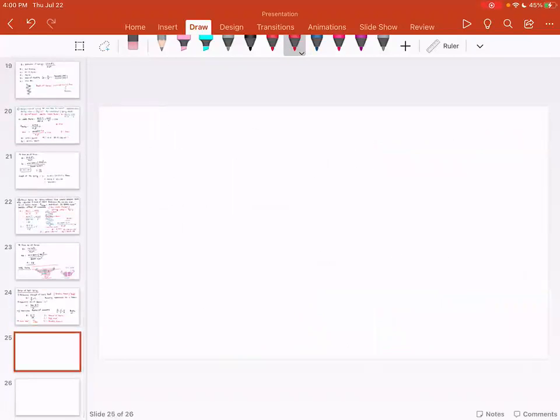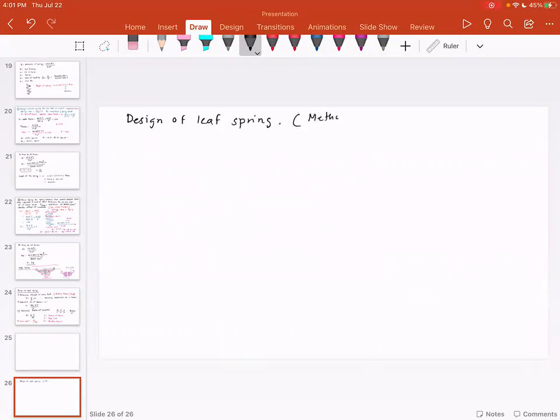Okay, let me look at the second process to find out the dimensions of the leaf spring. Depending upon what data is available, you can choose either of those techniques. In the second technique, so this is method two, here we find out the B to T ratio for each leaf.